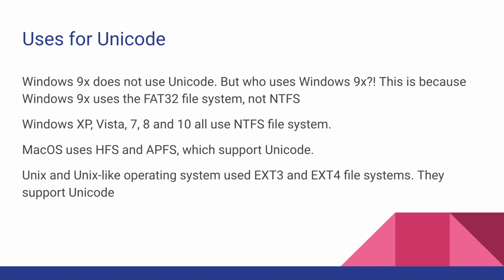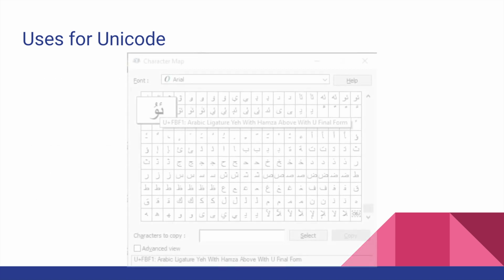macOS uses HFS and APFS as their file systems. Doesn't matter what they are, it's the file systems that run the operating system. They use Unicode. Unix and Unix-like operating systems use ext3 and ext4 as their file systems. They also support Unicode. So that's saying that pretty much every computer these days uses a Unicode-based operating system or Unicode-supported operating system. So we use Unicode a lot.